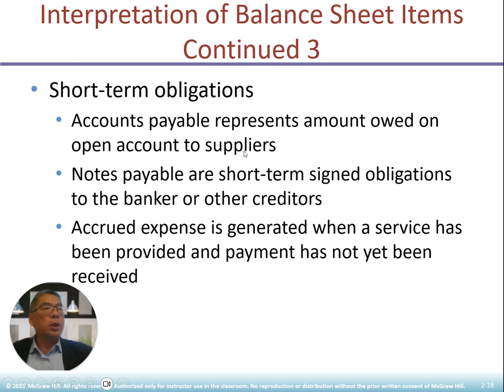What are the short-term obligations? Such as accounts payable, notes payable, and accrued expenses. These three categories. Accounts payable is the amount owed to suppliers, for example. Notes payable are short-term signed obligations, such as to bankers and other creditors. And then accrued expenses are for services provided but payment has not been made.